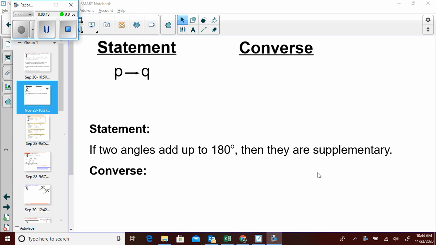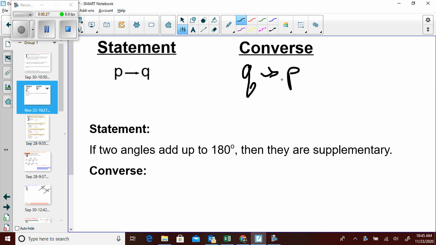So if I had a statement, like if P then Q, the converse, you just flip it to be if Q then P. You just change your statement. It's like a hypothesis type thing. So we have two angles add up to 180. That is my P. Supplementary, that is my Q. So the statement is if two angles add up to 180, then they're supplementary.